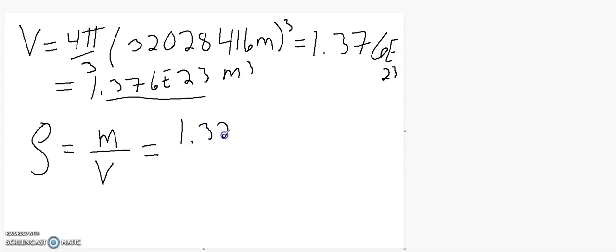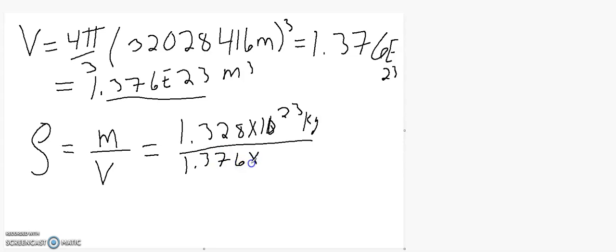The mass is 1.328 times 10, I'm mixing these up between the E, the way that we draw it, and times 10, to the 23rd kilograms. And remember, it means the same thing, whether you use the capital E or the times 10. It means exactly the same thing. So the volume is just this number right here. It's 1.376 times 10 to the 23rd.